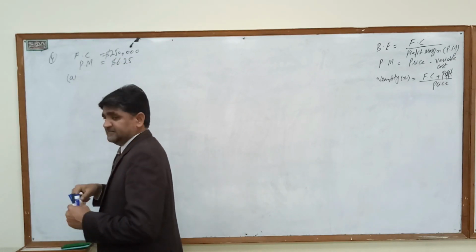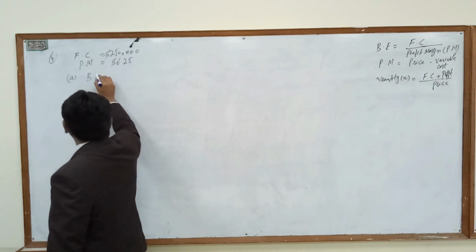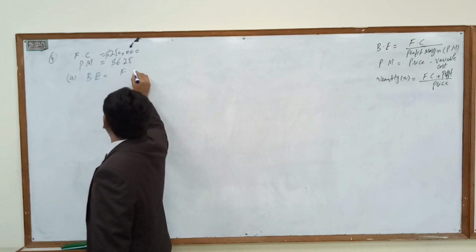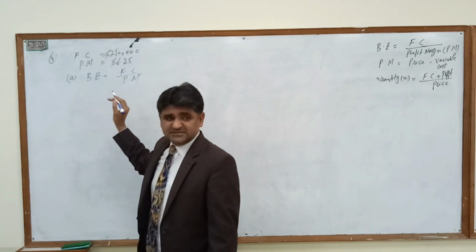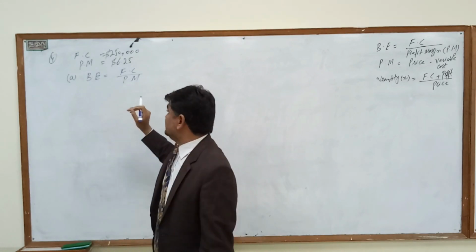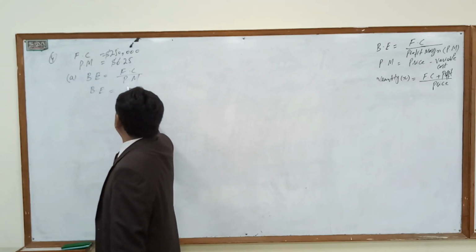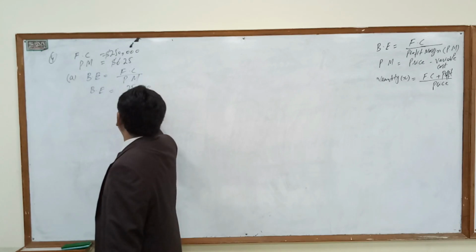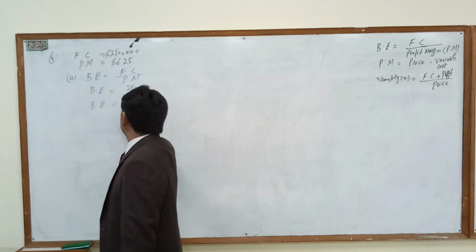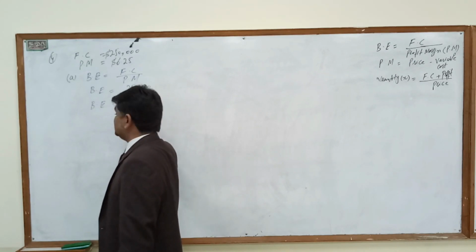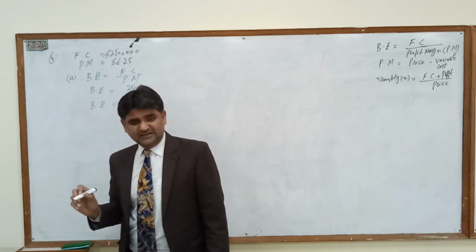In part A we need to determine break even. We have to calculate break even. What is break even? Break even is equal to fixed cost divided by profit margin. Do we have the values of input? Yes, sir. We have input data, then we can determine the break even. So fixed cost is 250,000 divided by 6.25. What is the sum? 40,000. 40,000 is the number of units that can be sold to meet the break even.